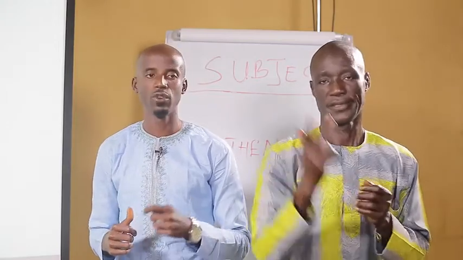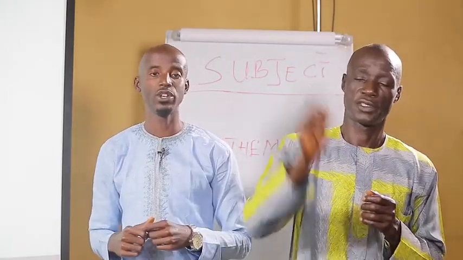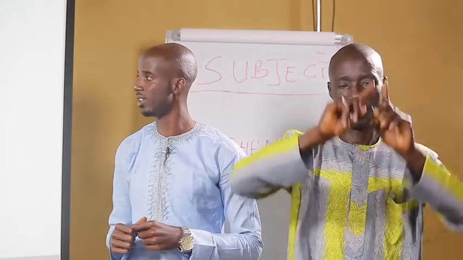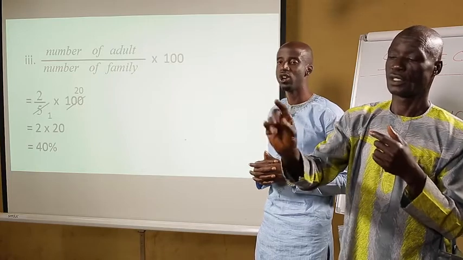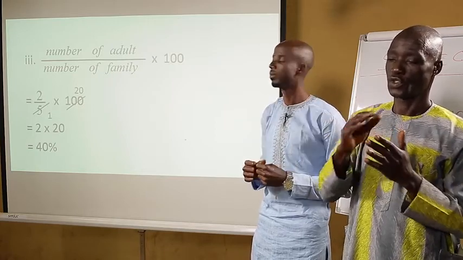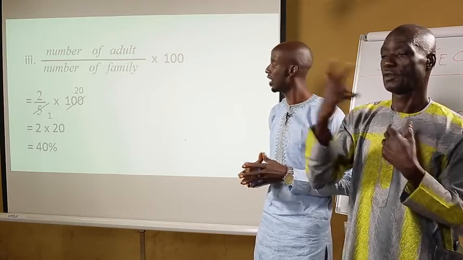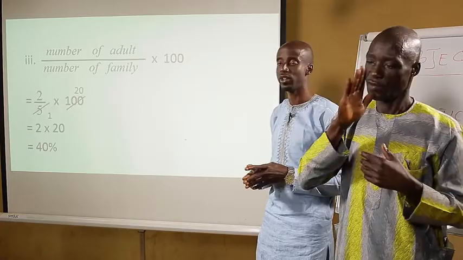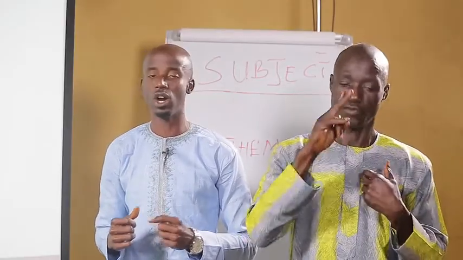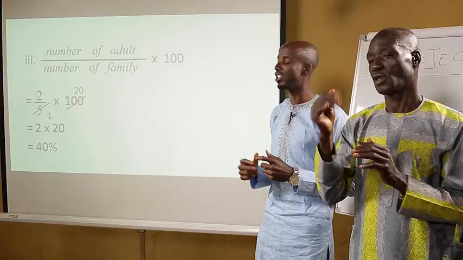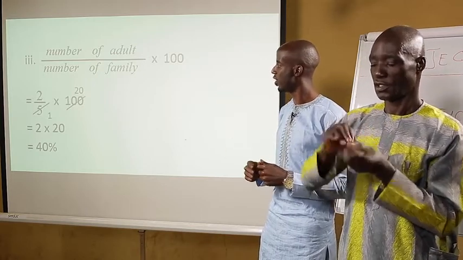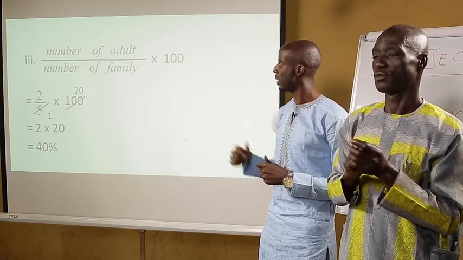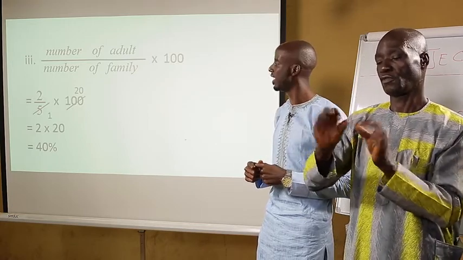Number 3, find the percentage of adult in the family. Now, you have to know who is an adult. The adult is somebody that is grown up. So in the family, we have 3 children, and we have the father and the mother. So it means the father and the mother, they are all grown-ups. So in this case, the father and the mother, they are the 2 adults. So it means the number of adults is 2 divided by the number of family members.